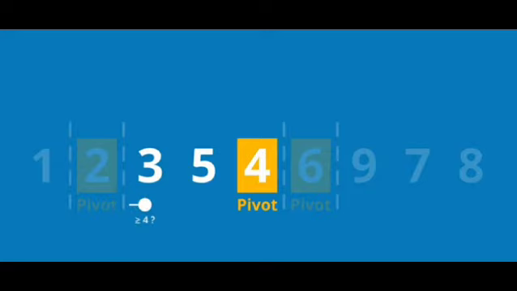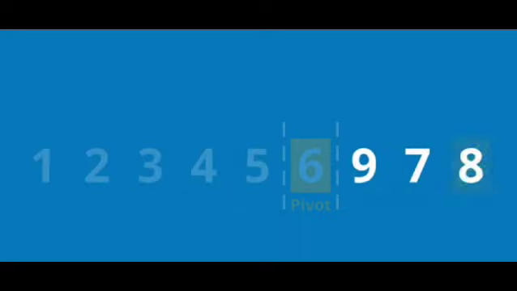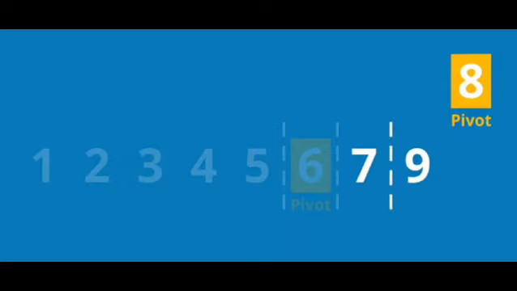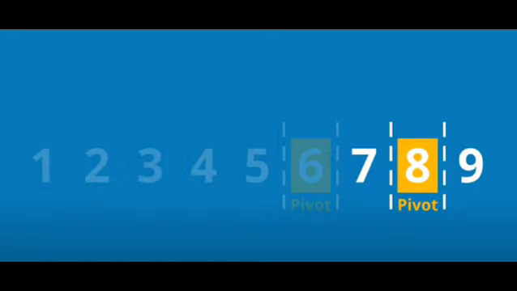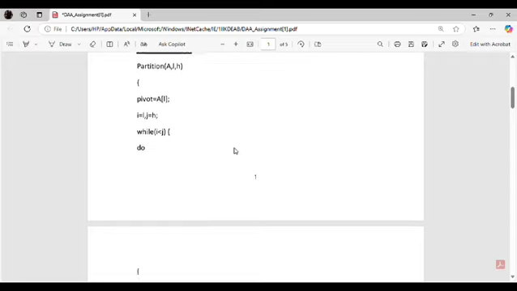Now the left subarray will be having pivot as 4. Now sort the elements. Now the left subarray is completely sorted and we move on to the right subarray where the pivot would be 8. Now continue the process till the right subarray is also sorted. Now swap the elements 8 and 9. Now the array is completely sorted. The pseudocode is given as the following.